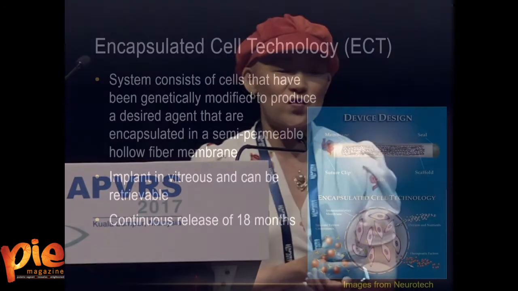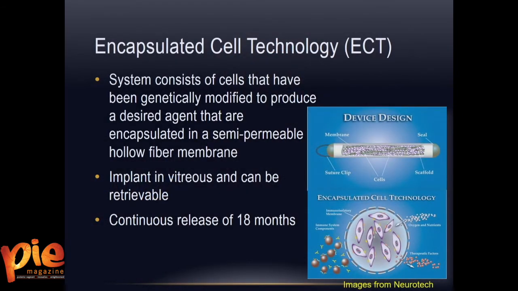Encapsulated cell technology uses a combination of material as well as cells. The system consists of cells that have been genetically engineered to produce a particular drug, and they're encapsulated in a semi-permeable hollow fiber membrane. So this fiber membrane will protect the cells from the body as well as allow the drug or agent to diffuse out of the implants. These implants are placed in the vitreous and can be retrieved, and they've shown that they can release for up to about 18 months. Neurotech is a company in the U.S.